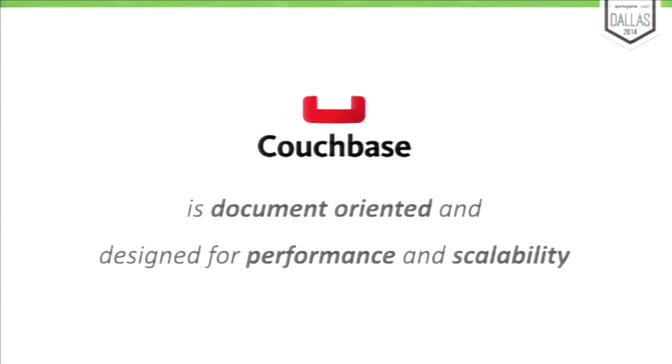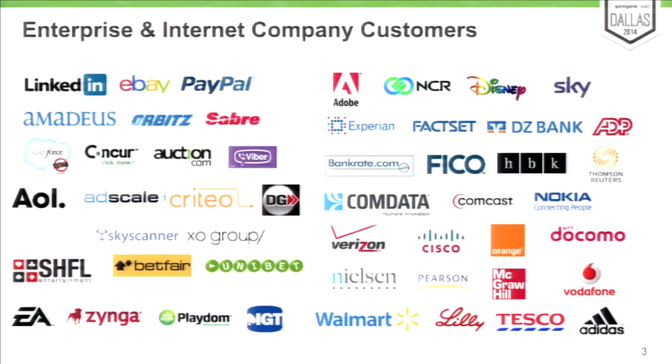So what is Couchbase? Couchbase is a document-oriented database, and it's definitely designed for performance and scalability. So we are coming from a very cache-oriented background. This is where our roots are, and with the 2.0 release, which is now out over, I think, nearly 2 years or 1.5 years, we moved basically from a persisted replicated cache into a full document-oriented database, and we are extending our capabilities in that area.